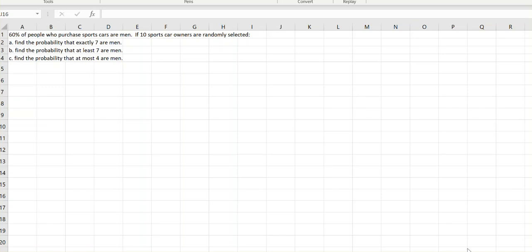So here's an example of a binomial distribution. So binomial distributions, first of all, are distributions where you have only two choices. The two choices are success or failure, or if you want, true or false. That's why it's called a binomial distribution. There's only two answers, yes or no, true or false, success or failure.